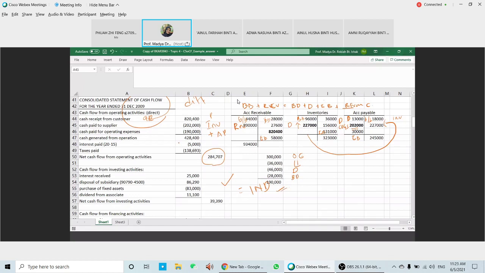Yeah? That is right. Interest paid, same thing. Okay, and then tax also the same. With the direct, this one is also the same. Okay, so these are three things that you need to calculate: cash receipt from customer, supplier, and operating expense. So this is how we're going to calculate that. Okay, the rest is the same. Investing and financing is the same.